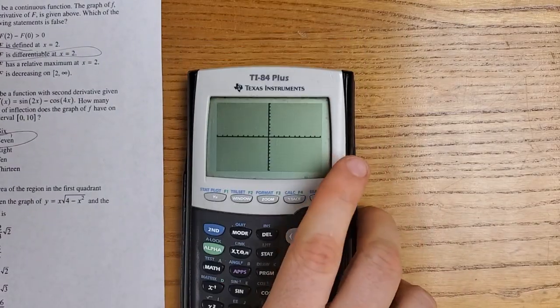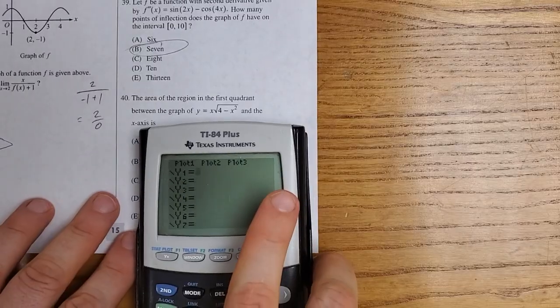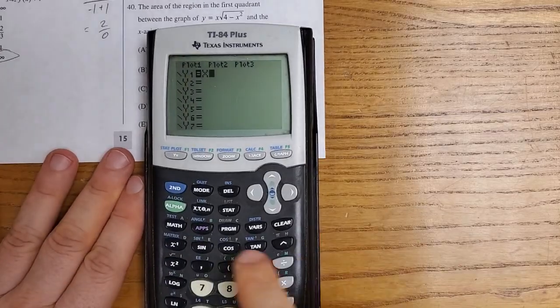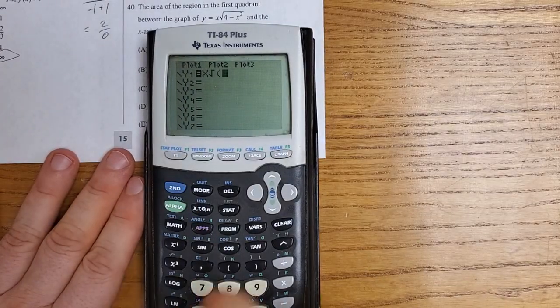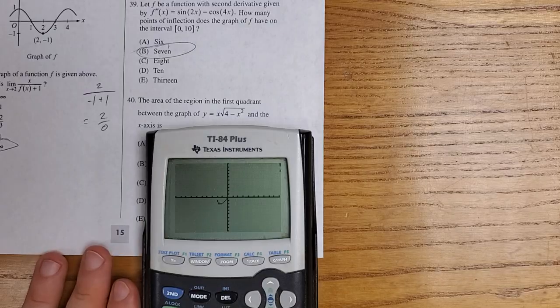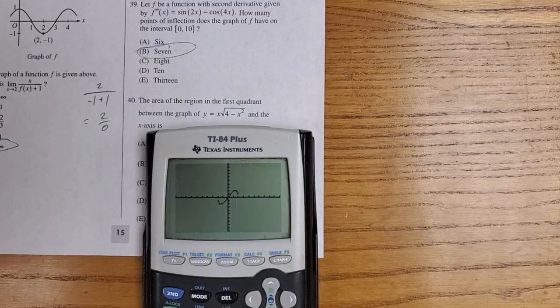So we're going to jump back in to the y equals screen, and we're going to punch that in. X square root. What is the square root? Second function of this key is square root of 4 minus x squared. And then we can graph that. And, look at that little thing. That's a little goofy.